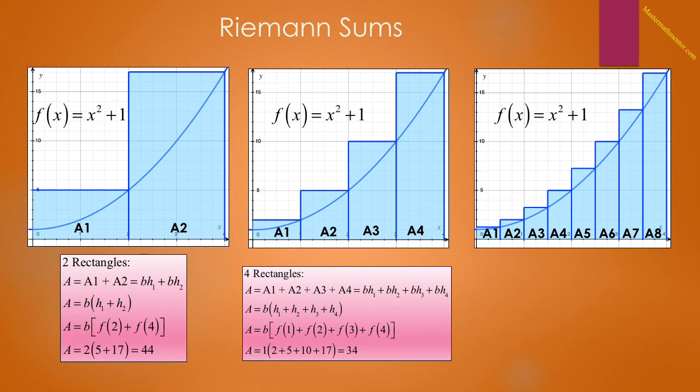It should be clear that this is a better approximation than we had in the first picture with 2 rectangles. It is still an overestimation, but not as bad.